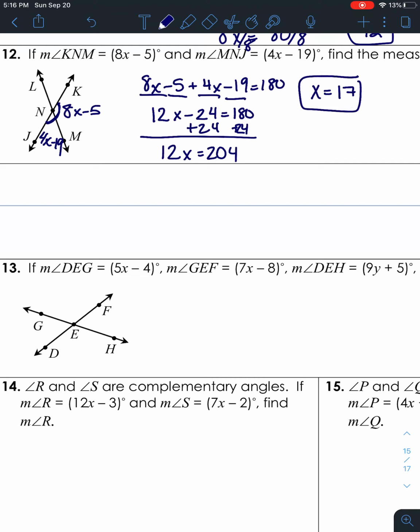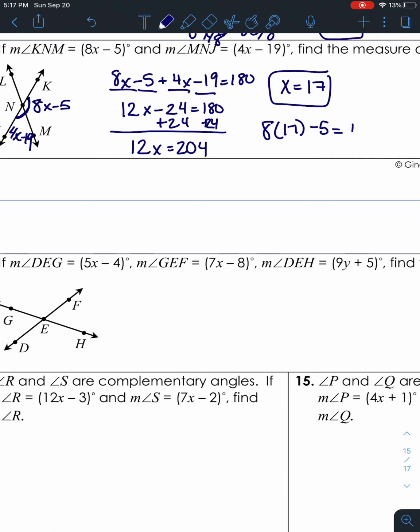Again, we have to plug that in for K and M. So K and M would be 8x minus 5. So 8 times 17 minus 5 will give me a grand total of 131 degrees.